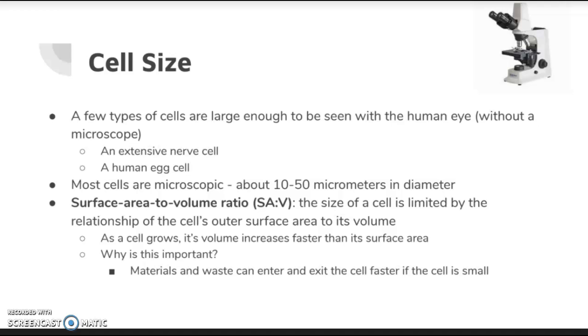As far as cell size goes, there are a few types of cells that are large enough to be able to see with the human eye. An extensive nerve cell, for instance, or a human egg cell are both pretty large, but most cells are microscopic, which is why they weren't discovered until the discovery of the microscope. The size of a cell is limited by the relationship of the cell's outer surface area to its volume, or what we call the surface area to volume ratio. As a cell grows, its volume increases faster than the surface area. This is important because of cell processes, which we'll talk about in chapter 5, and the way that materials enter and exit the cell.